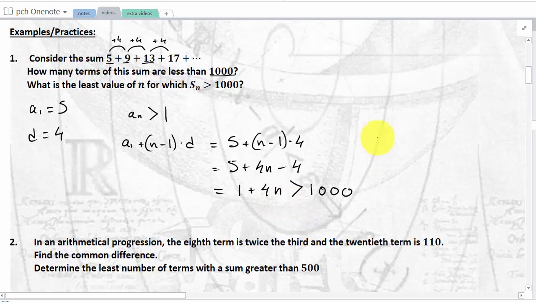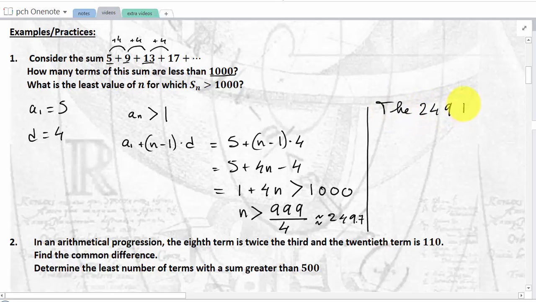We have that n is above 999 over 4, which is about 249. Therefore, if you go to 250, you're going to be above 1,000. 249 point something, right? 249.7. So at 250, you will be above 1,000. Therefore, there are 249 terms below 1,000.